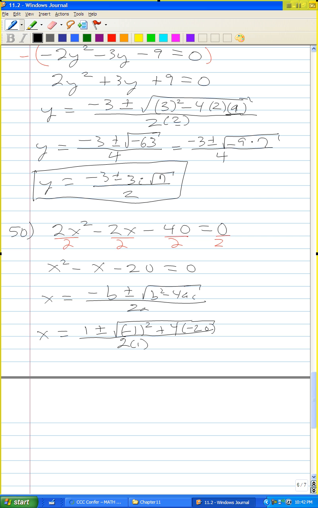And so you get that x is equal to 1 plus or minus the square root of 1 minus 80, negative 79, over 2. And so you get x is equal to 1 plus or minus i radical 79 over 2. And that is your solution.